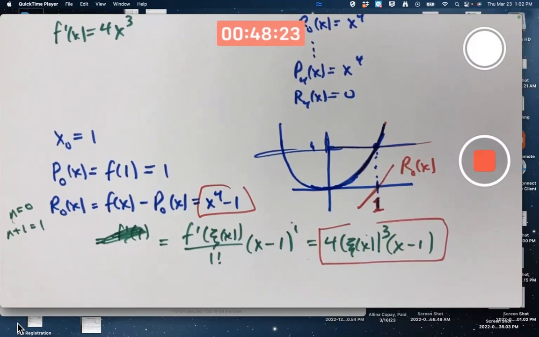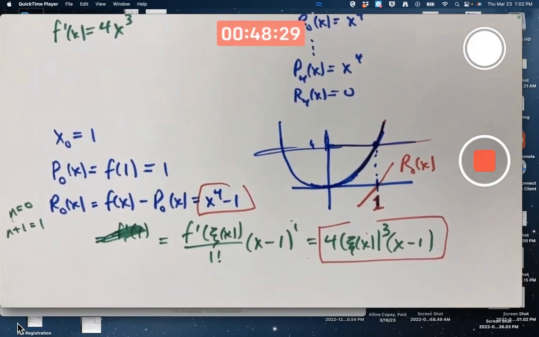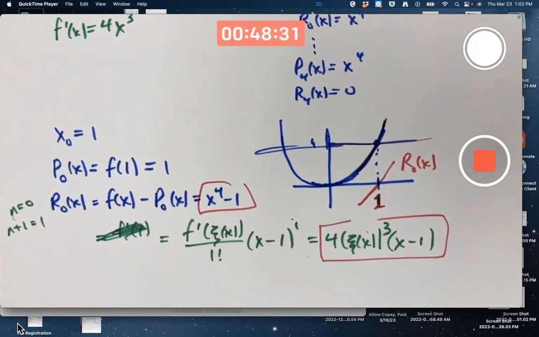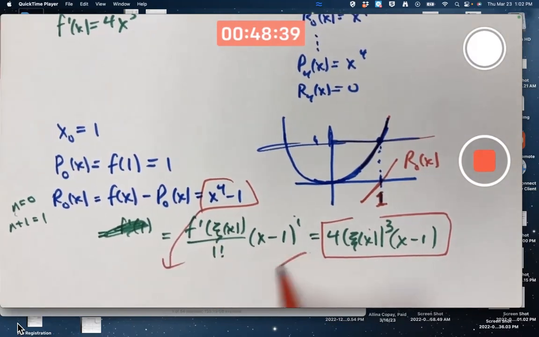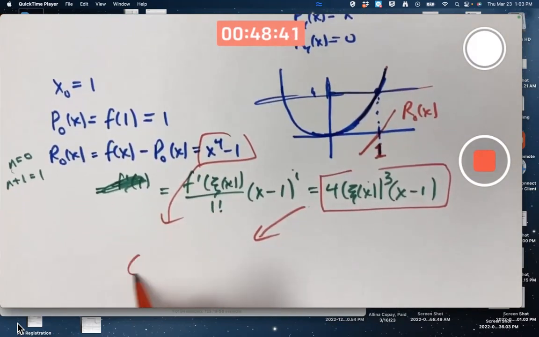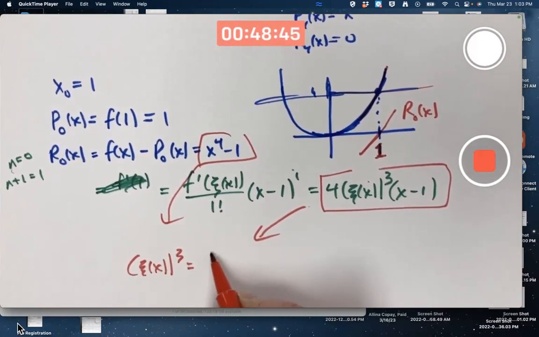Will you always be able to solve for c of x? Not always. Oh, what happened? There we go. Okay. Not always, but at least here we can. I guess we'd have to divide both sides by 4 and divide by x minus 1 as well. So c of x cubed would be x to the fourth minus 1 over 4 times x minus 1.